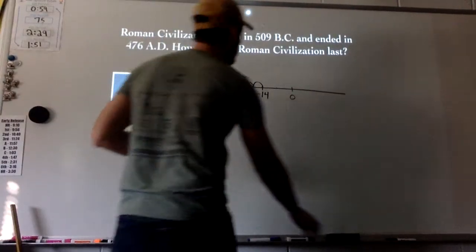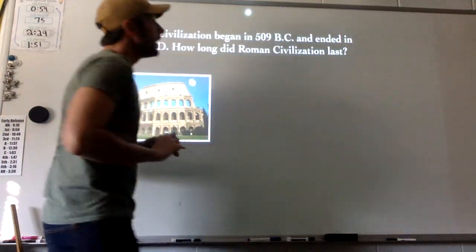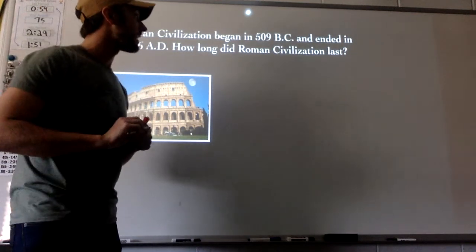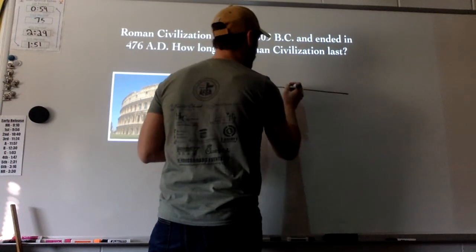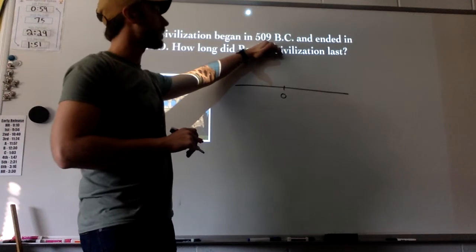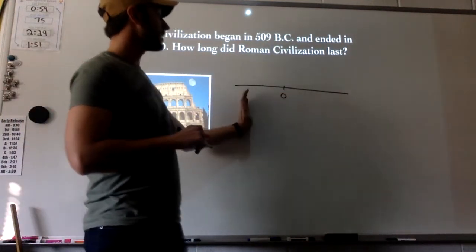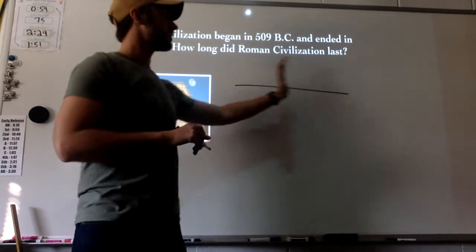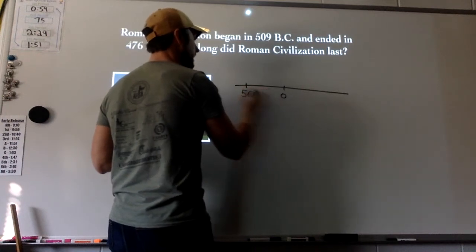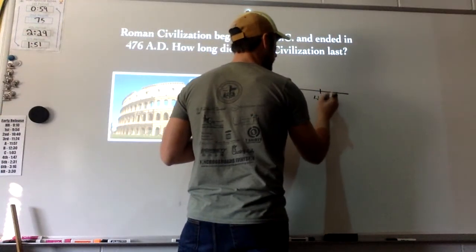The next one says Roman civilization began in 509 BC and ended in 476 AD. How long did the Roman civilization last? Once again, rough number line, 0 in the middle. When we talk about time, BC or BCE, before Christ, before the Common Era, is always represented by a negative number. 0 is kind of where we switch from BC to AD, BCE to CE. So 509 BC would be a negative 509, and 476 would be AD, so that's represented by a positive number.